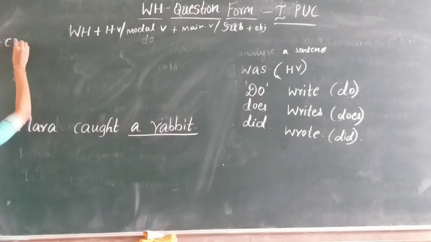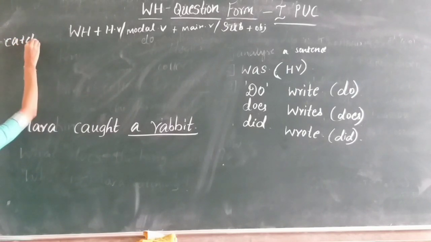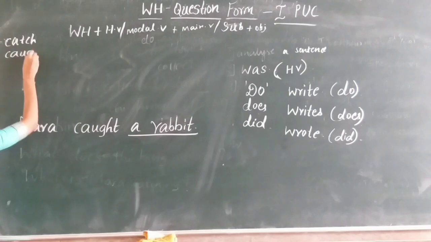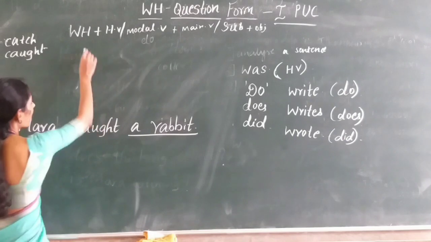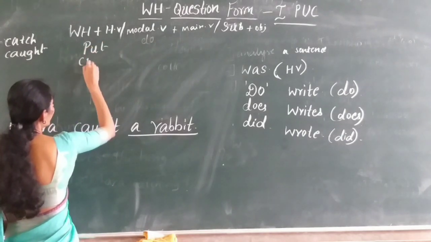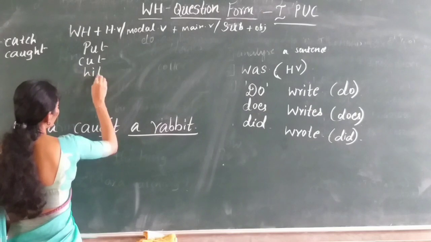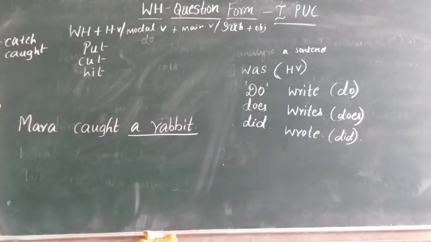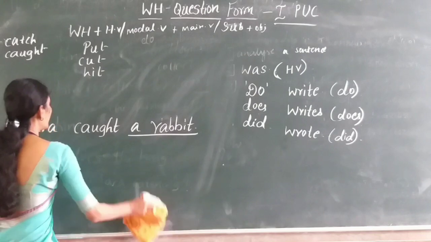Look at this. Catch and caught. Catch and caught. Don't say catched. Same follows here. Put. Cut. Hit. Don't say putted, cutted, hitted. That's a wrong usage. This will remain same in all the forms. Put, even in the past tense. Cut, even in the past tense. Hit and hit.